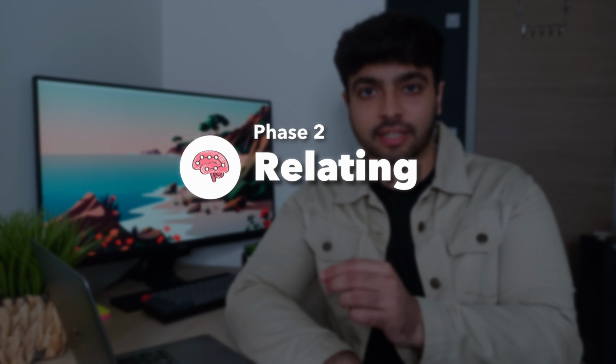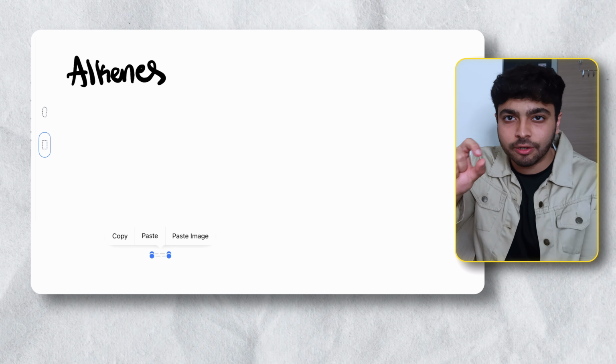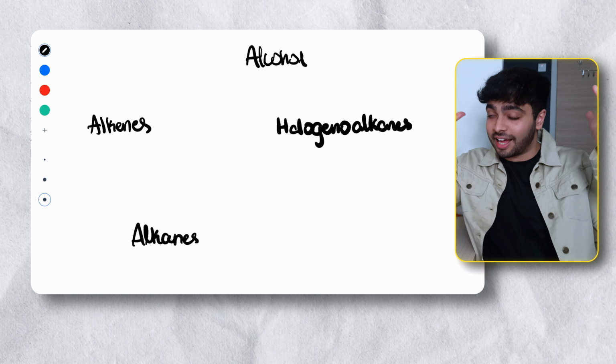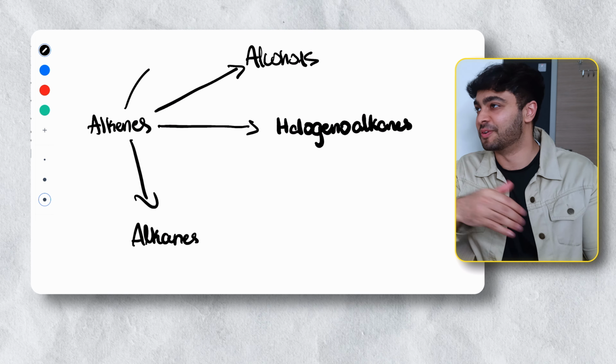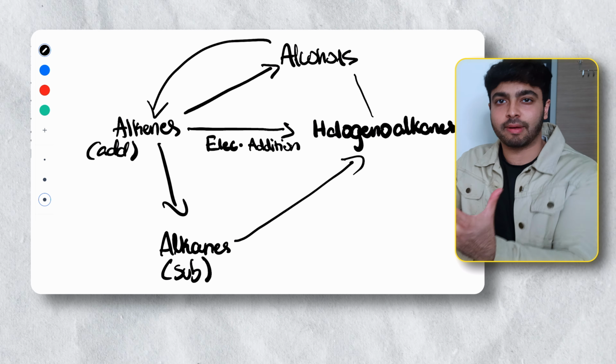Phase 2, relating. Now's the tough part. We need to convert this nice, neat list of concepts and question types, and we need to think about how it will actually look on our mind map. How will the different subtopics within this big topic link together? And hence, how will they be relating in our head for the rest of our revision? No pressure. Because that is the reason that we're making the mind map at the end of the day, right?